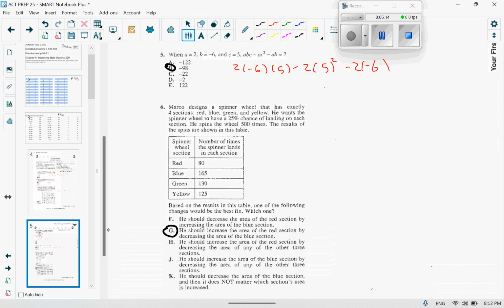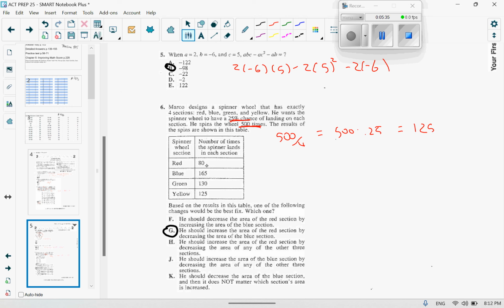Number 6, design a spinner wheel that has exactly 4 sections. He wants each to have a 25% chance, and they do about 500 spins. So if I do 500 divided by 4, or 500 times 0.25, however you want to think about it, either way, that equals roughly 125.